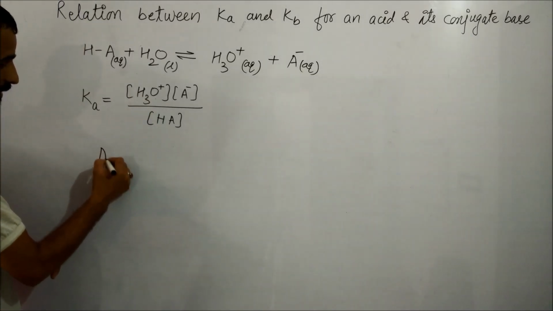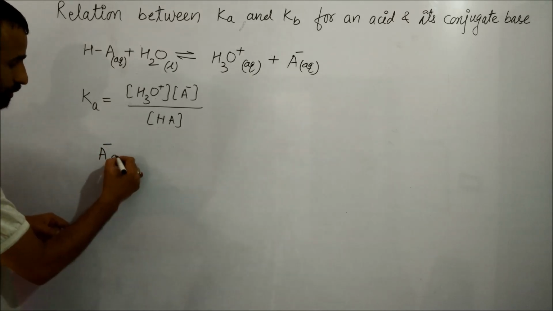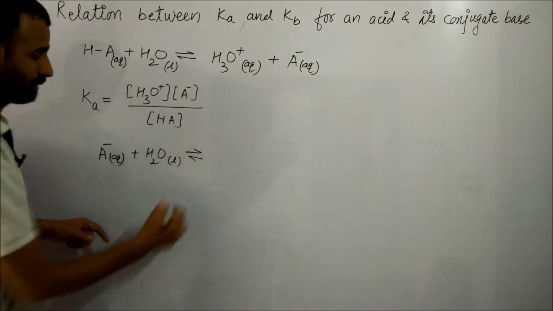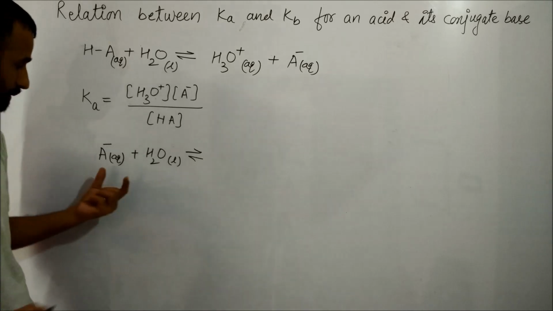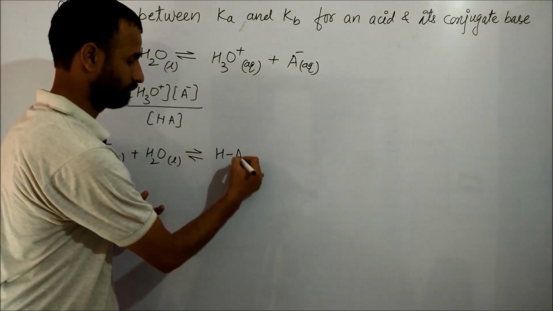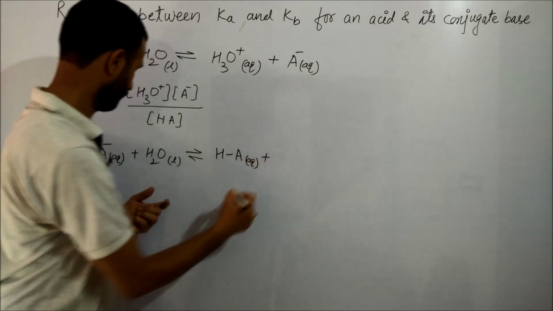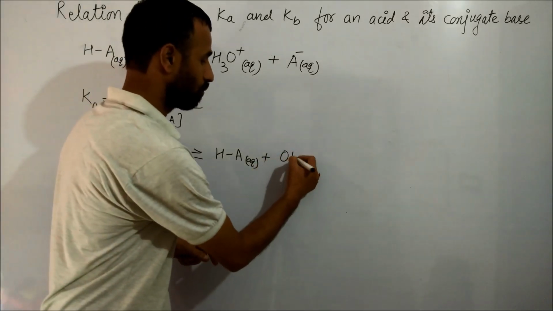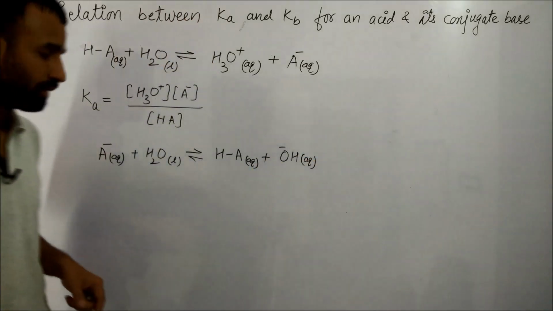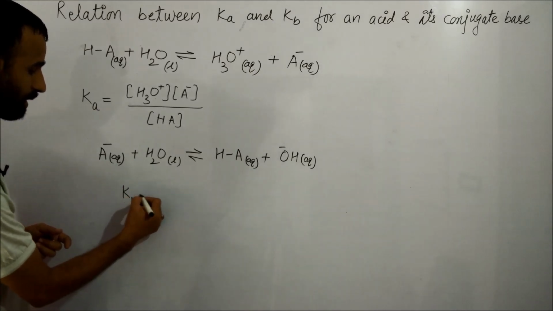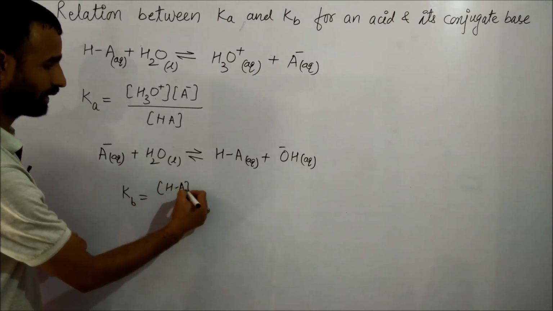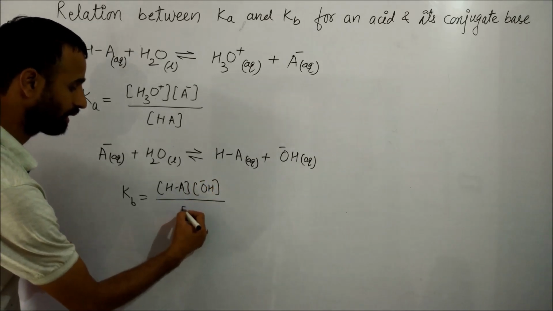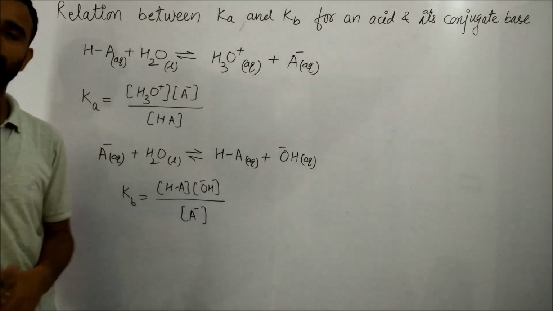Now, when the conjugate base is dissolved in water, we will get HA, because the A- ion accepts an H+ ion and gives OH- ion. So in this way, Kb is equal to HA into OH- ion divided by A- ion.